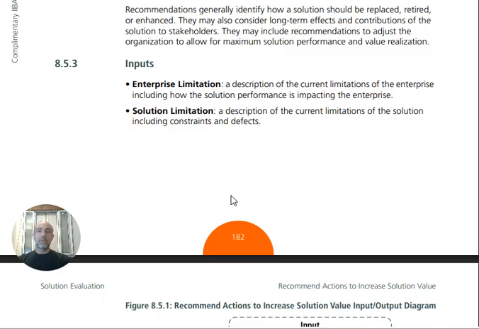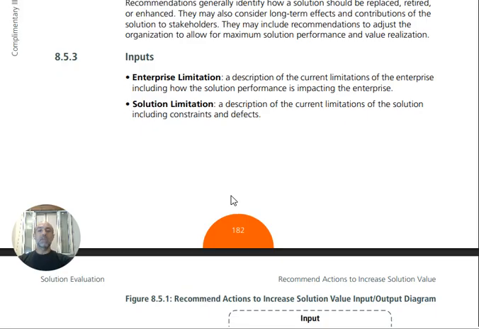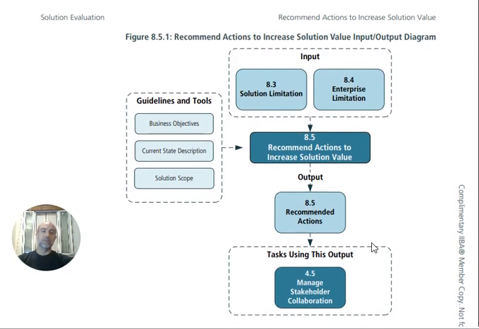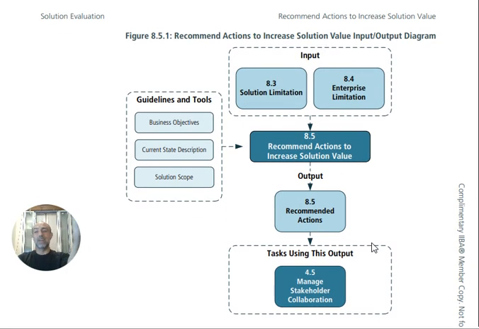Yeah. So enterprise limitations: a description of the current limitations of the enterprise, including how the solution performance is impacting the enterprise. And solution limitations basically are the inputs. You use those to pick the stuff that is working and not working. Those are the points you got from your assessment. Like, what are the limitations? What are the things affecting the solution internally and externally? And by doing that, you get recommended actions out of them.